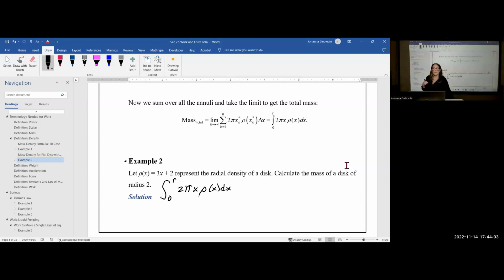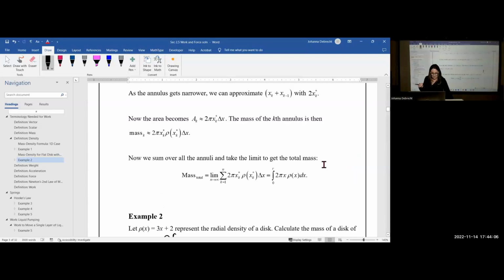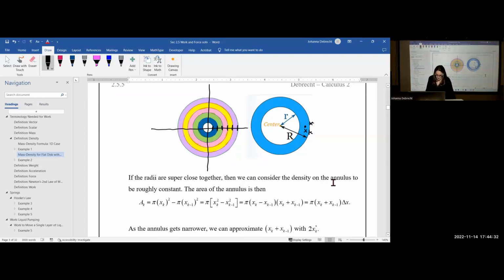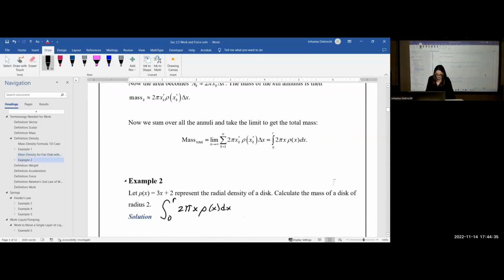Now, you may be wondering, where does x come into this? Remember that we superimposed the xy coordinate system onto our disk, and that the center of this disk is right there at the origin. And that means that the radius is actually the x coordinate. It's also the y coordinate, but we're going to think of it as the x. So the radius can be measured with the variable x. So r is actually x in this case.